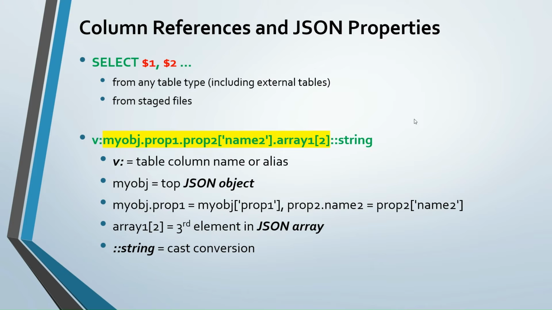Okay, we talked also more about JSON. So first of all, we referred to another way to reference table columns by position with a dollar sign, and you can specify the position index with a prefix with a dollar sign. So select $1 refers to the first column in your query result or in your table or view. And this works with any table type, including external tables or from stage files directly on files.